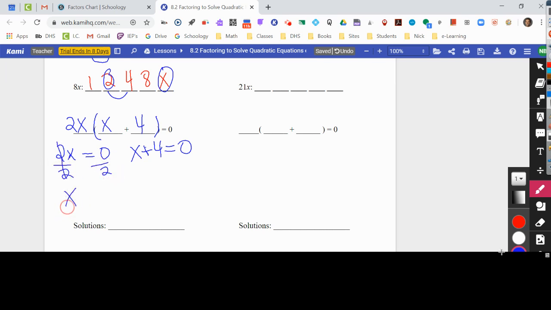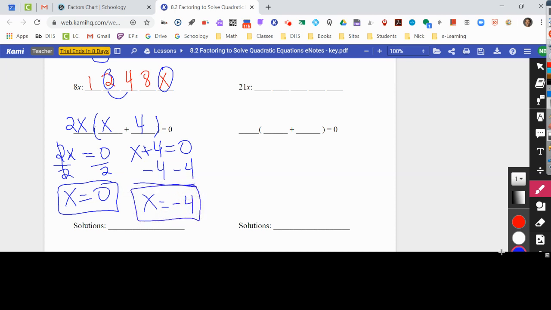Divide by 2, x is equal to 0. That is one of my solutions. And now here, my other solution is minus 4, x is equal to negative 4. And actually, you can kind of just ignore the solutions here, right? We can just box up our answers or circle them, and then we don't have to worry about writing them back on the line.